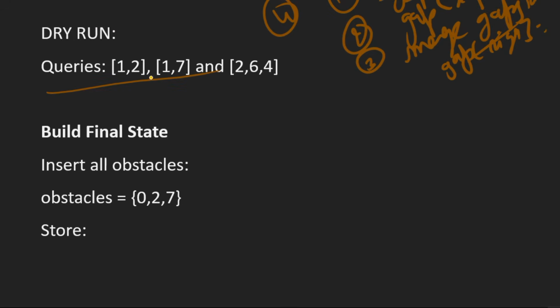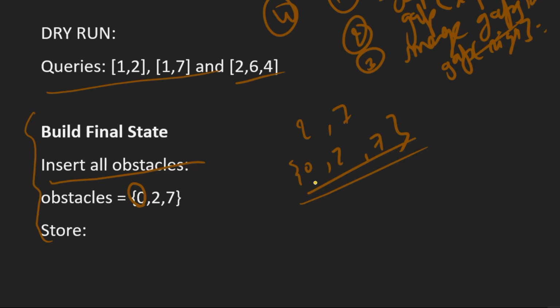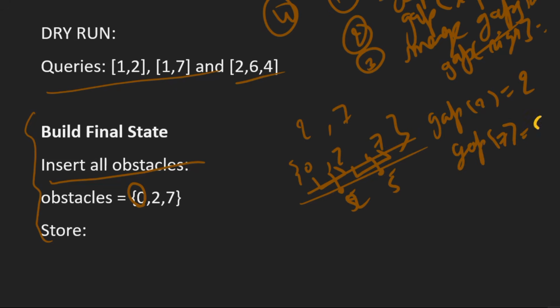So let's see a dry run. So here we have queries 1 2 1 7 2 6 4. So first of all what we'll do is we'll insert all the obstacles. So here we have obstacle at 2, obstacle at 7, and we are considering an obstacle at 0. So we have obstacles at 0, 2 and 7, right? So now using these obstacles, here is 2, here is 5, that is gap of 2 is equal to 2 and gap of 7 is equal to 5.